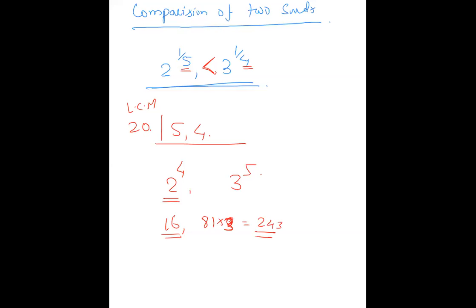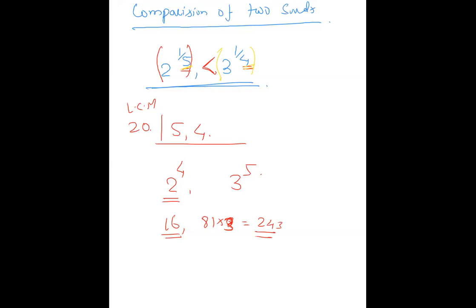Okay, everyone. Sir, explain once. See, this number is 2 to the power 1 by 5. Here the number is 3 to the power 1 by 4. Right? We have to compare which one is greater. So what we are first finding is the order of both the surds.